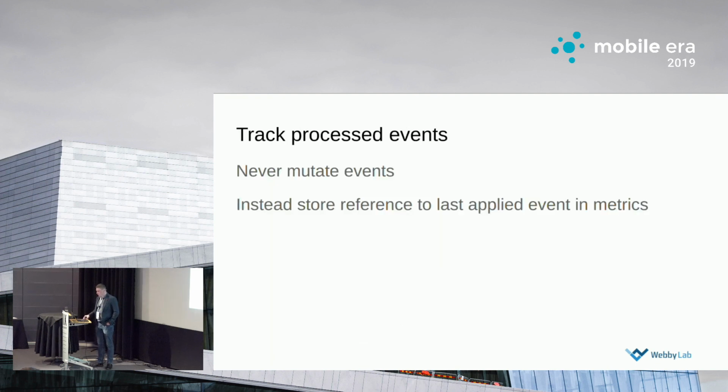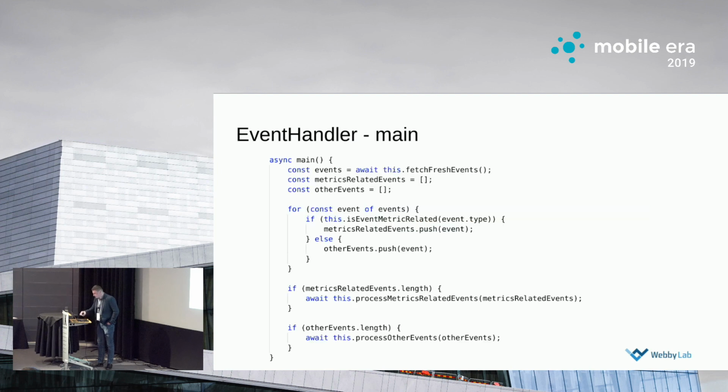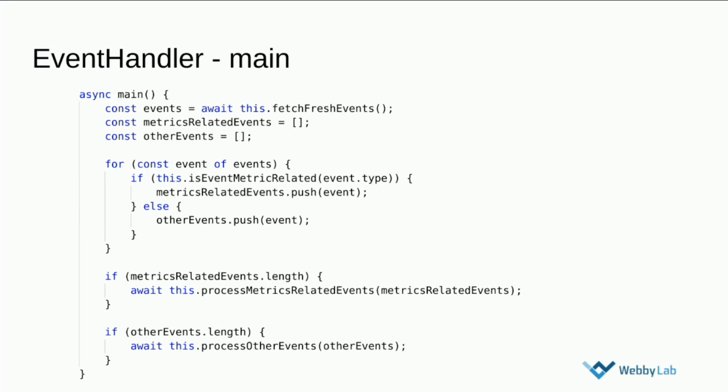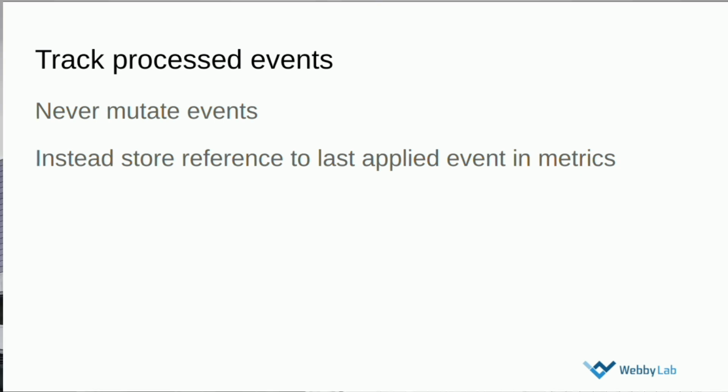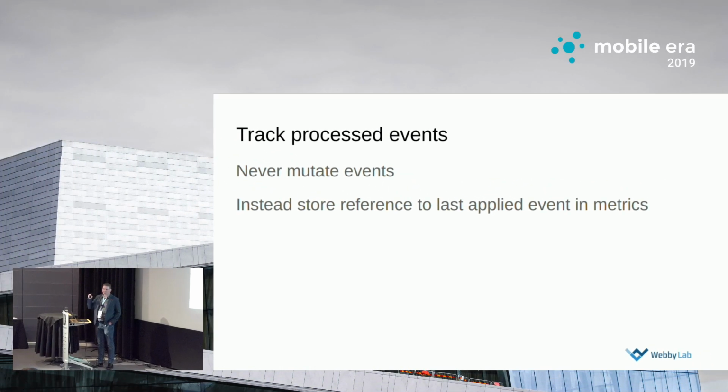What is important here is that once you have processed events, you need to mark them as already processed. And how to do it? The most obvious solution that comes to mind is to set a flag inside the event that the event is processed. But an event must be immutable, and we should not do this, because these events can be processed not only by one handler, but by a lot of handlers. Instead, it's better to store a reference to the last applied event in your state, for example, in events metrics.